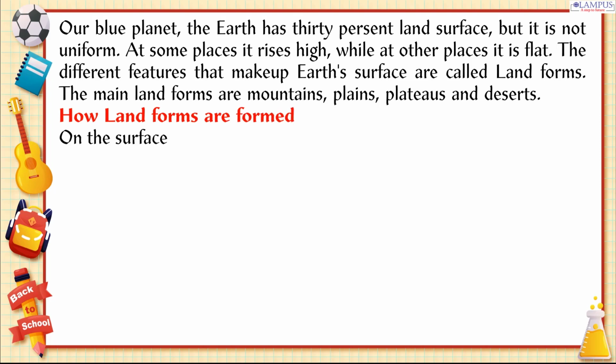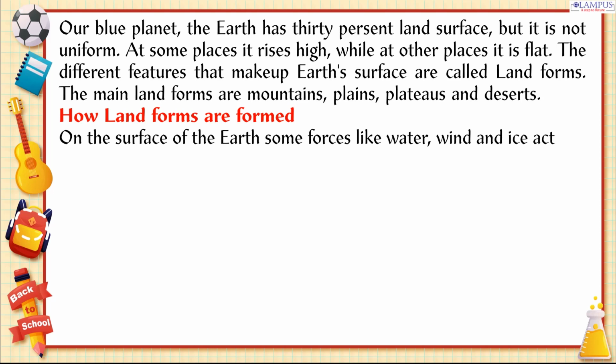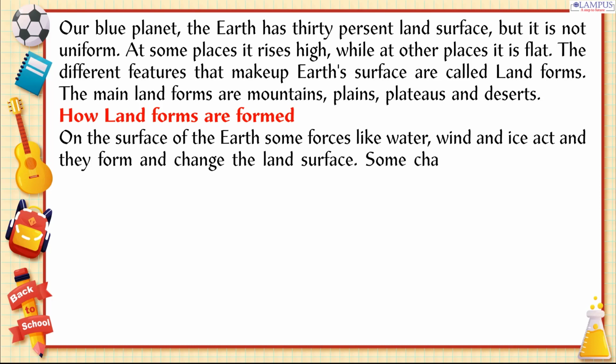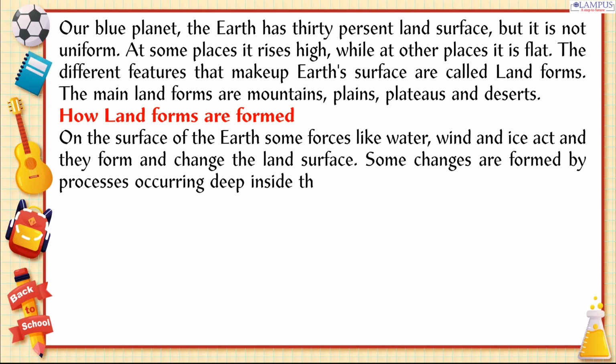How landforms are formed. On the surface of the Earth, some forces like water, wind and ice act and they form and change the land surface. Some changes are formed by processes occurring deep inside the Earth.